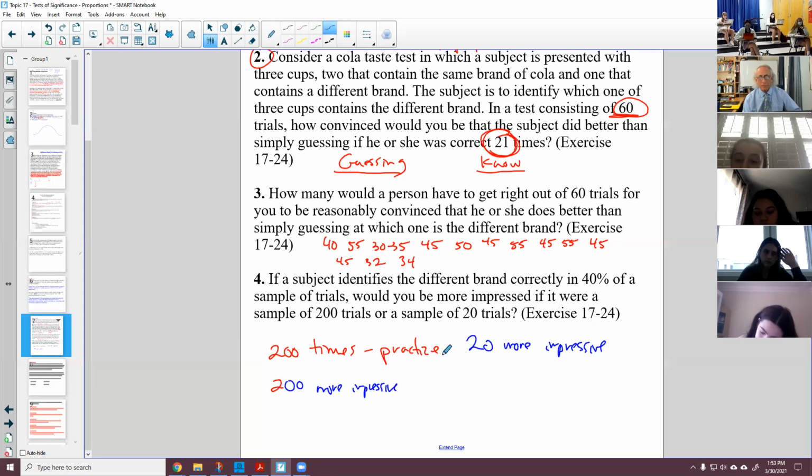If you guess 40% correctly for 20 times, you get almost half, because I checked and it's 8 of the trials you got correctly. So that's almost half, compared to 200, which means you only got, should be 80. Yeah, so I think Lexi's logic is kind of better, but I think 20 is more impressive. Okay. Nobody's going to argue for 200?